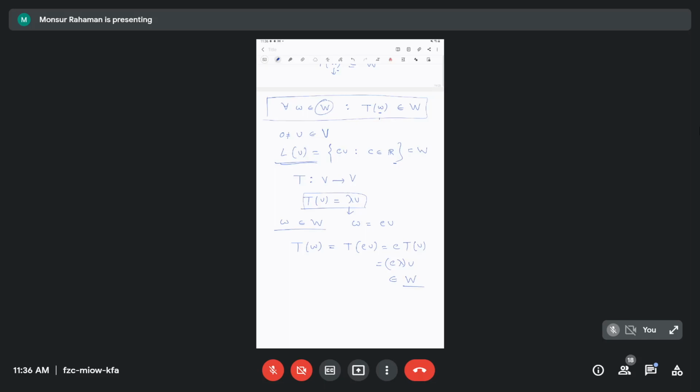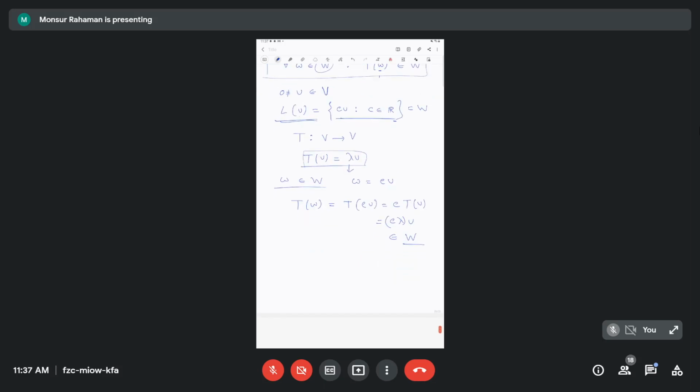So any eigenvector gives an invariant subspace. Eigenvectors से जो subspace create होगा, if v is an eigenvector and you make a vector space out of it, then that vector space is an invariant subspace. One dimensional invariant subspace का this is an example. Okay, this is a one dimensional invariant subspace. What about if you take two independent eigenvectors?